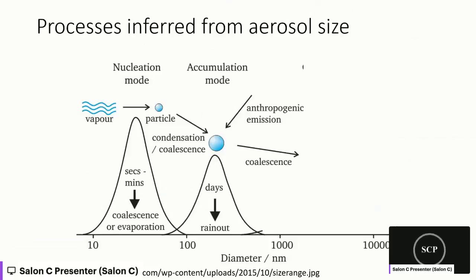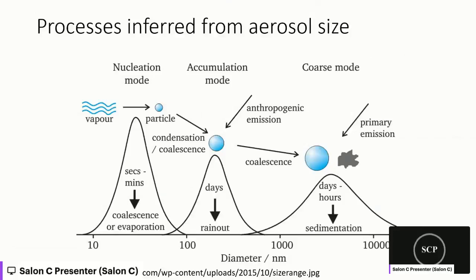The accumulation mode particles are the longest lived aerosols in the atmosphere, in the troposphere, I should say. These particles range in size between about 100 nanometers up to about maybe 800 nanometers in diameter. And these particles can last in the atmosphere for days up to about 1 to 2 weeks, depending on the conditions. We call them accumulation because they accumulate in the atmosphere. So they're examples of aged aerosols that have likely been transported from further away.